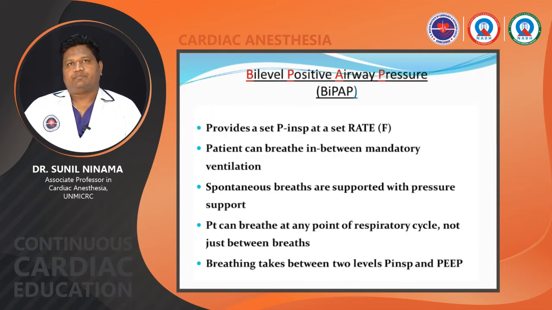What do you mean by BiPAP? Bi-level positive airway pressure. You have to set an inspiratory pressure and you have to set the respiratory rate. The patient can breathe in between mandatory ventilations. Spontaneous breaths are supported with pressure support, and the patient can breathe at any point of the respiratory cycle, not just between the breaths. Breathing takes place between the two levels, P inspiratory and PEEP.